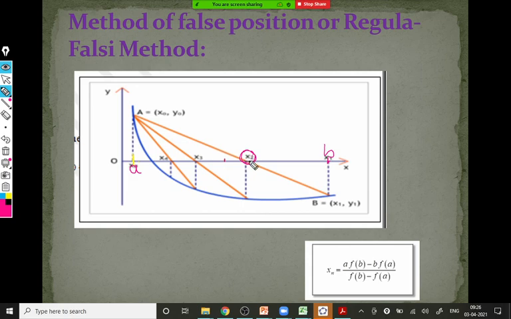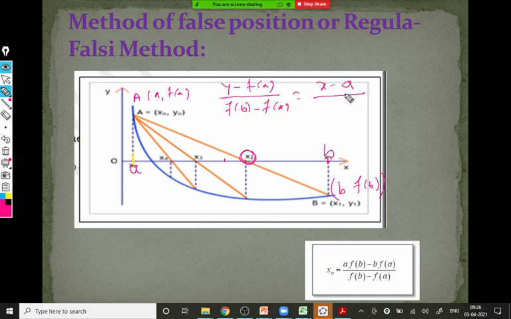Now to get this formula for x2, first we want the equation of the line AB. Suppose the coordinates of point A are (a, f of A), and the coordinates of point B are (b, f of B). We want the equation of a line passing through these points, and we get that equation as (y minus y1) upon (y2 minus y1) is equal to (x minus x1) upon (x2 minus x1), where y1 is f of A. This is the two-point form of the equation of a line. Okay, clear?